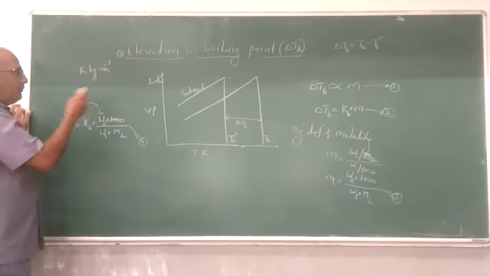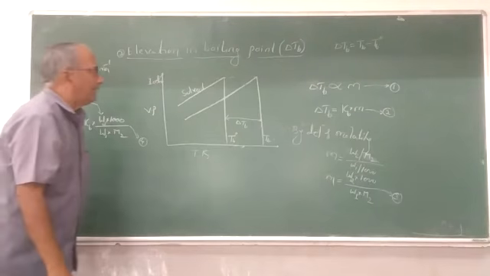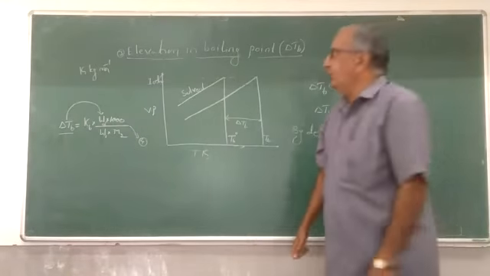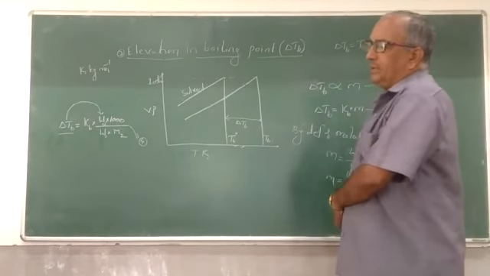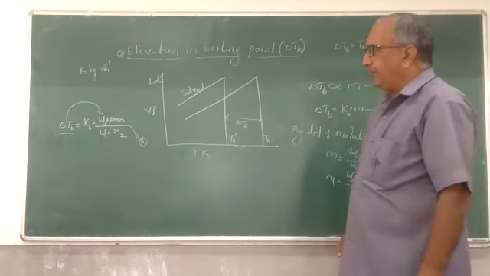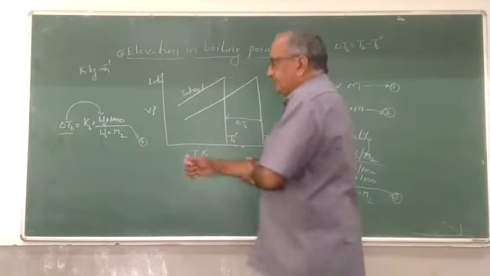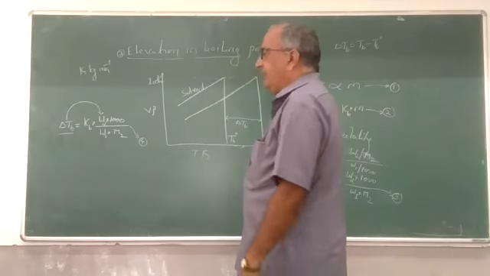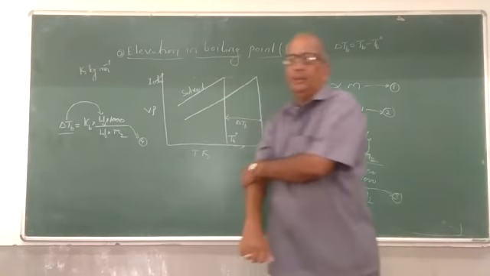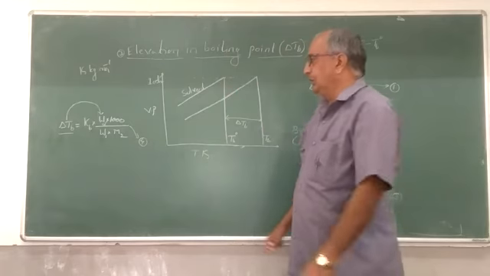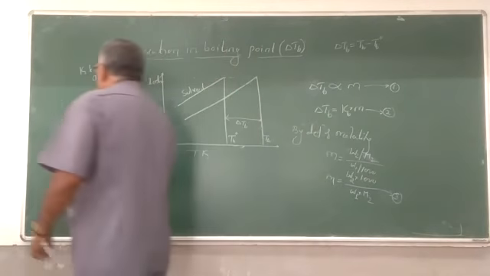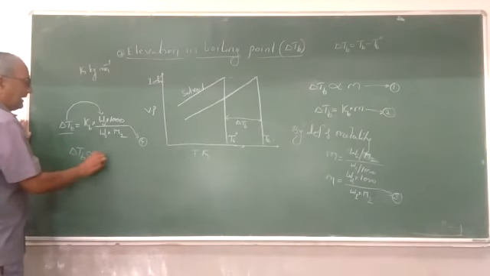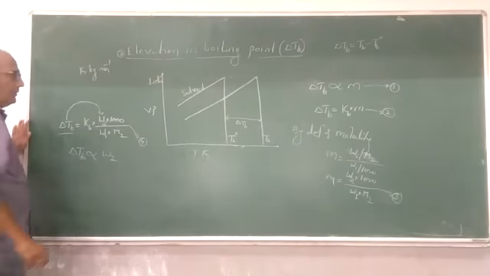So it is proved that the elevation in boiling point is one of the colligative properties. According to the definition, a colligative property is a property of a dilute solution which depends upon the number of solute particles present in the solution. So we proved that delta TB is directly proportional to W2.